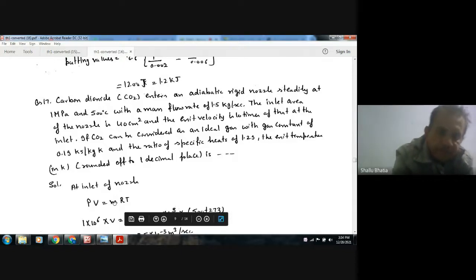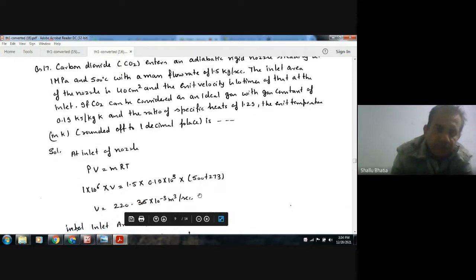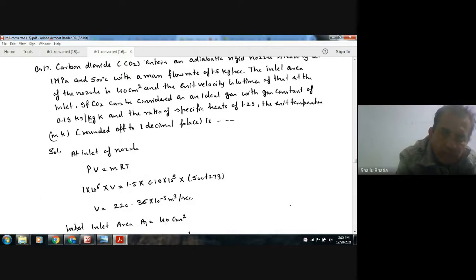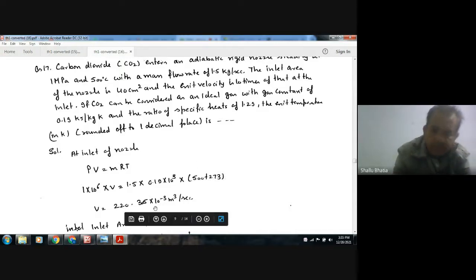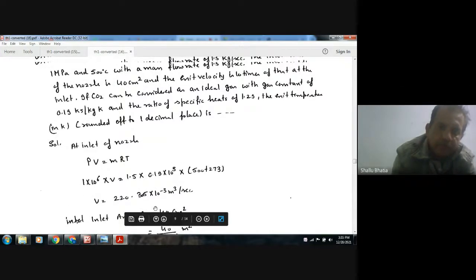Now at the inlet of the nozzle, applying the ideal gas equation: pressure is 1 MPa, temperature is 1000 degrees Celsius, and mass flow rate is 1.5. So PV = mRT. m is 1.5, R is 0.19, and V is not given, and T is given as 1,500. So V is 220 into 10 power minus 3 meter per second. Okay, so now we have the volume flow rate.